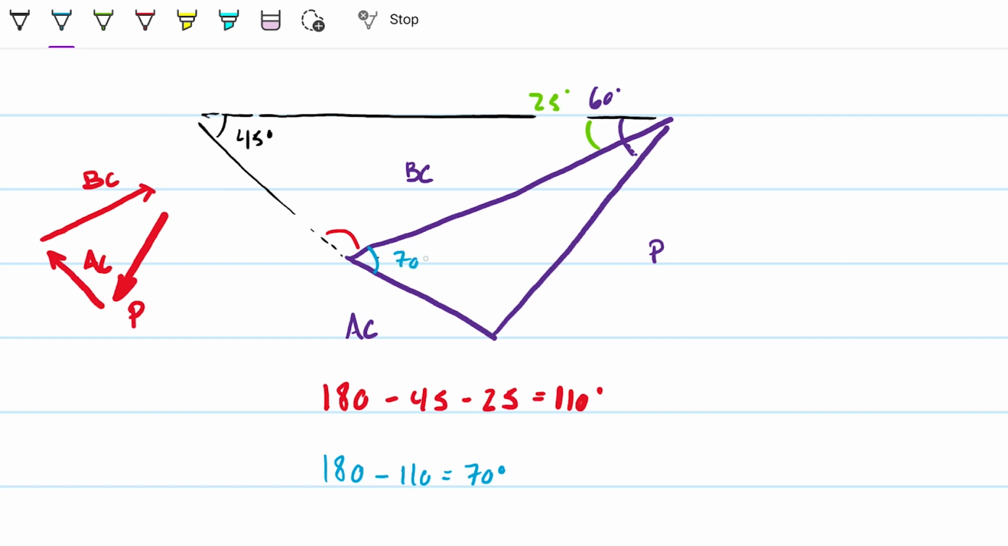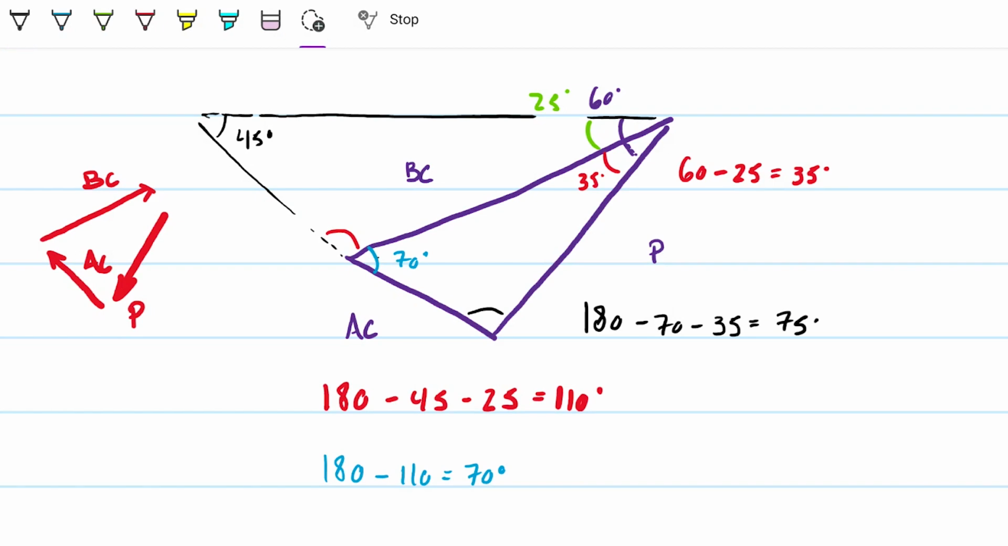So this right here is 70. Okay, this one is super simple, right? Because that's just 60 minus the 25. So that's 35 right here. And then obviously this one here will just be the sum of all of them minus the 70 minus the 35, which is 75 degrees.